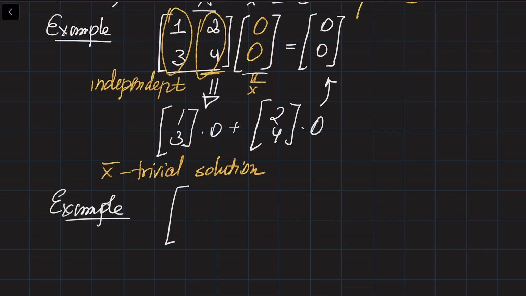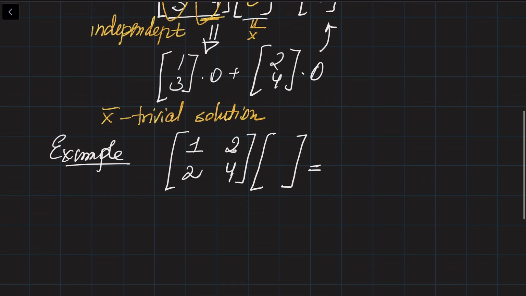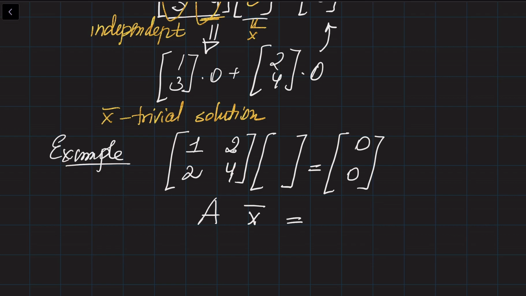So let's say you've got the matrix with the entries 1, 2, 2, and 4. Okay, so I say that, hey, could you please give me now a non-zero solution which makes this multiplication equal to 0 and 0. So essentially, I'm looking for such a vector x or x bar which makes this multiplication equal to 0, right? So if you look at these two columns, they are kind of dependent, right?